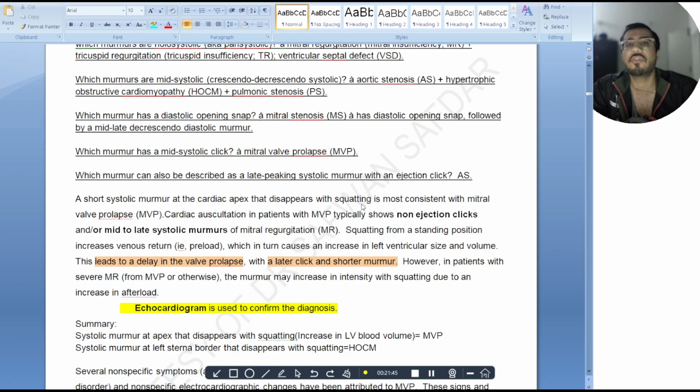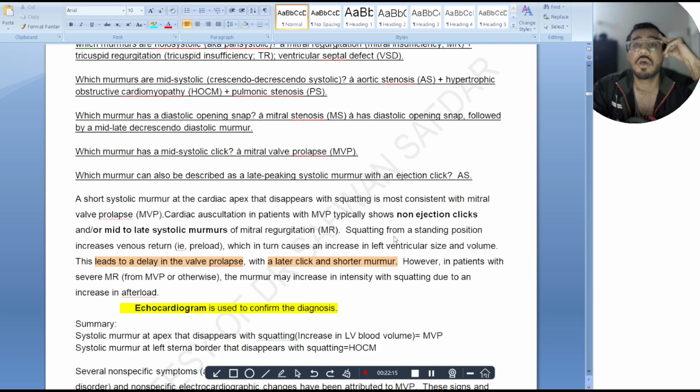That's how you decipher which murmur is most consistent with mitral valve prolapse. Cardiac auscultation in patients with MVP typically shows ejection clicks and/or mid to late systolic murmurs of mitral regurgitation. It's as simple as that. Apex, mitral involvement: it gets softer with squatting. Either MVP or HOCM. HOCM occurs at the left sternal border, so it's not there, it's the apex. So it's the mitral area.